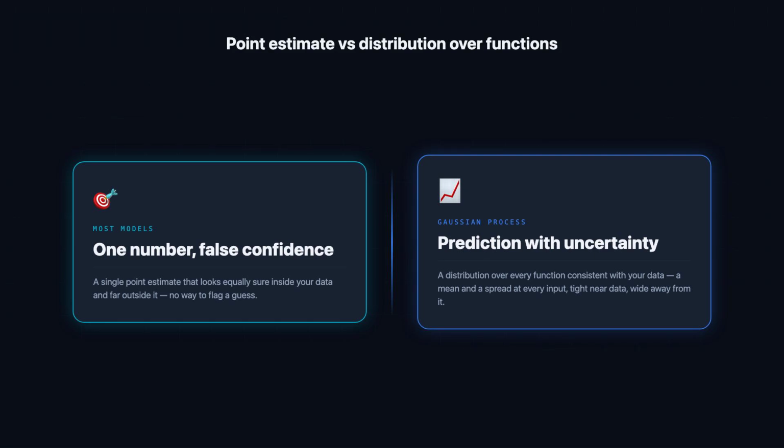A Gaussian process reframes the whole problem. Instead of committing to a single curve, it defines a probability distribution over functions, and it considers every function that's consistent with your data at once. So at any input, it returns a mean prediction and a spread. Tight where you have data, wide where you don't. The uncertainty is built in, not bolted on.